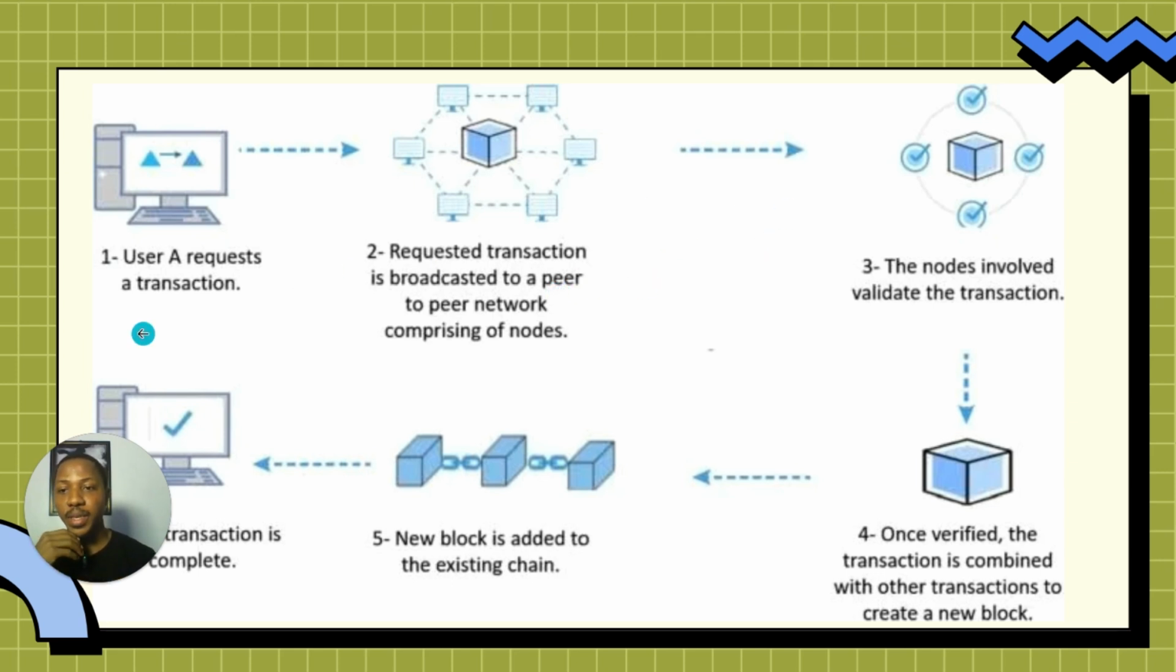Let me explain this. Now imagine you are user A and you decide to request a transaction. If you want to send $5, once you initiate the transaction, the request is broadcasted to all the nodes on the blockchain. We have thousands of these nodes across the world. You have in Africa, in Nigeria, in the US, in Mexico, in the Philippines. They are distributed everywhere across the world, and that's what makes Web3 and the blockchain decentralized. So they all have to agree on this request before it can be validated.